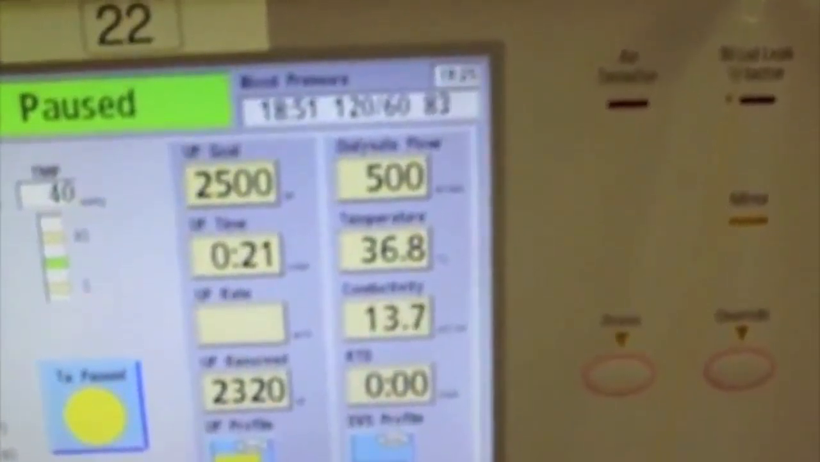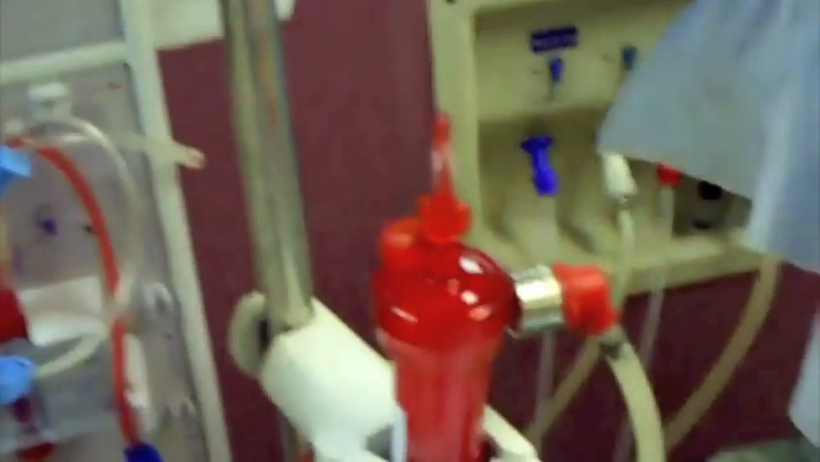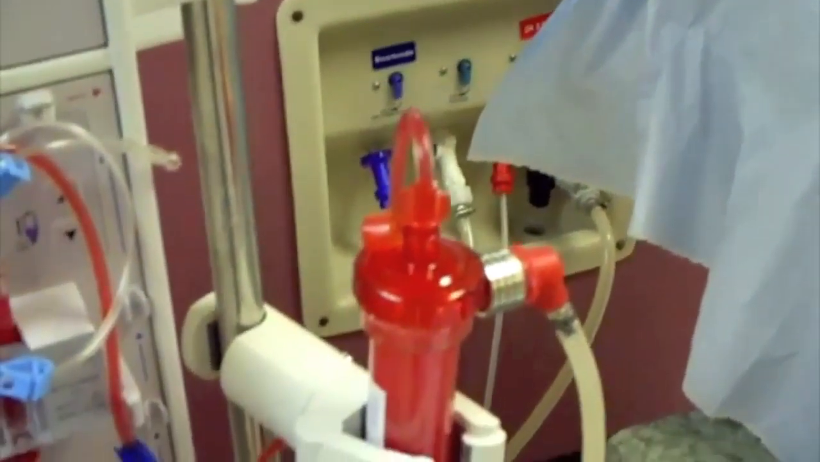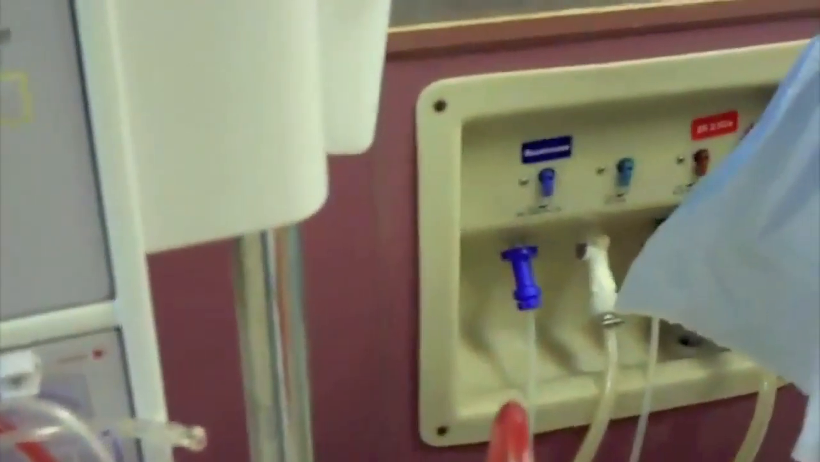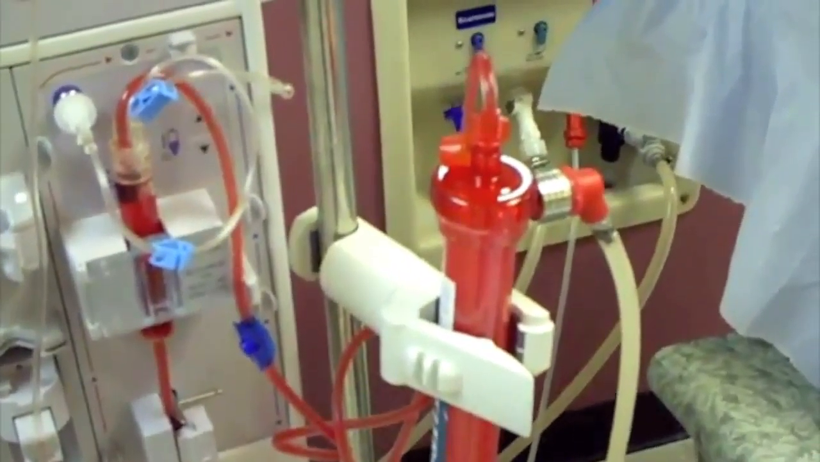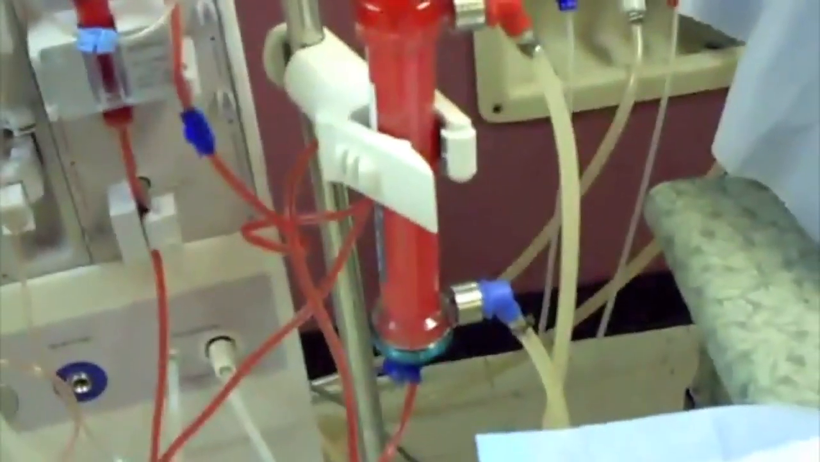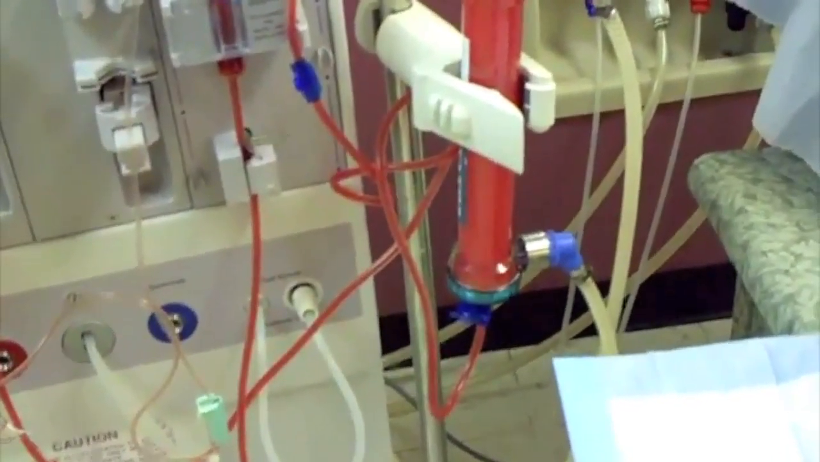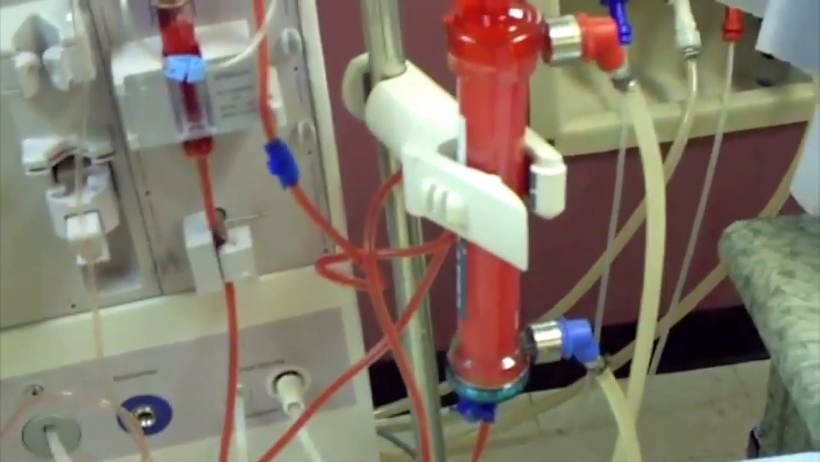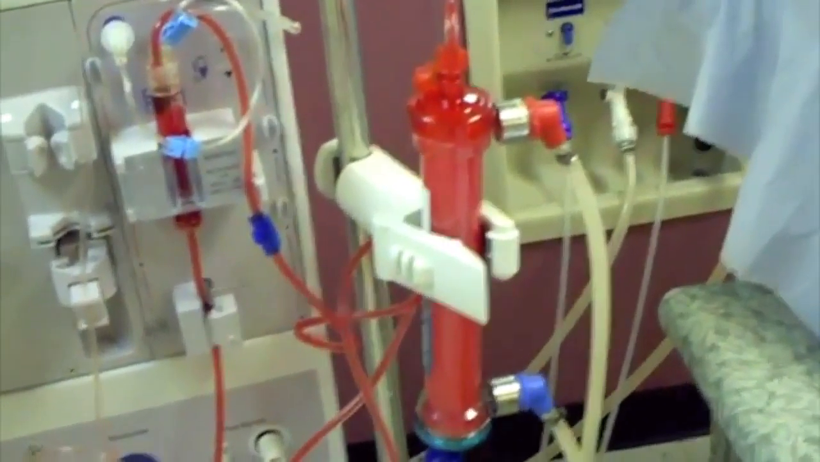This machine uses cc for the UF goal. So if you're trying to remove 4 kilos, all you gotta do is punch in 4000 cc to remove 4 kilos. And hopefully the machine does its work, then it would remove 4 kilos. Now the toxins are also removed from the blood in the dialyzer by the process of diffusion. The water is removed by the process of ultrafiltration.